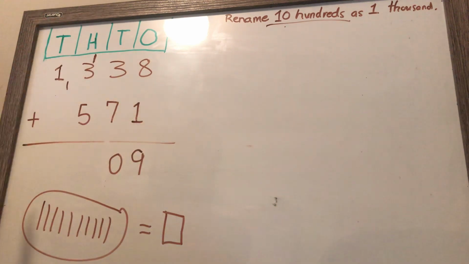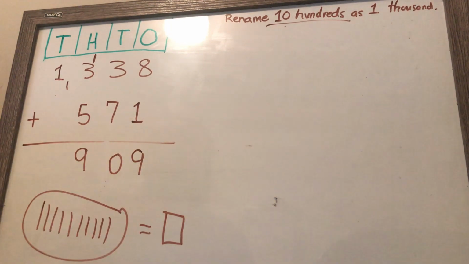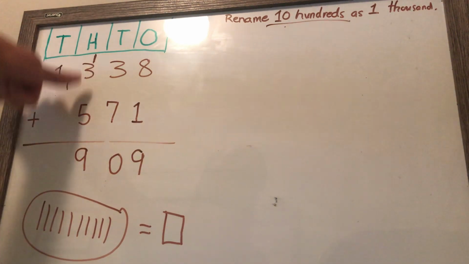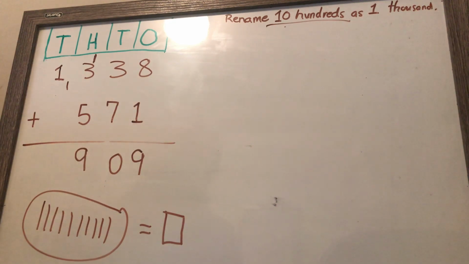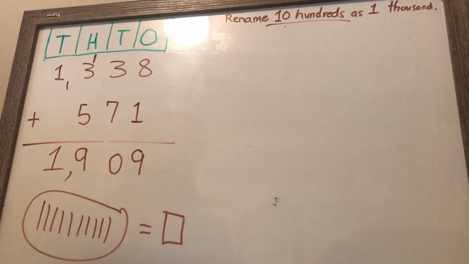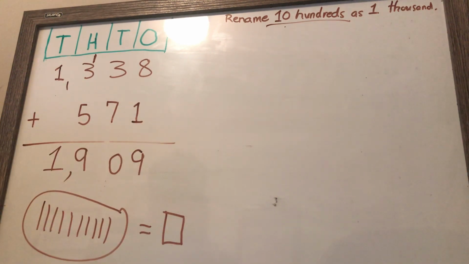Now let's add the hundreds. 5 plus 3 is 8, plus 1 is 9. 9 hundreds. We can leave 9 there because we have 9 or less in our hundreds place value. Now let's add the thousands. 1,000 plus nothing is 1,000. So our final answer is 1,909.